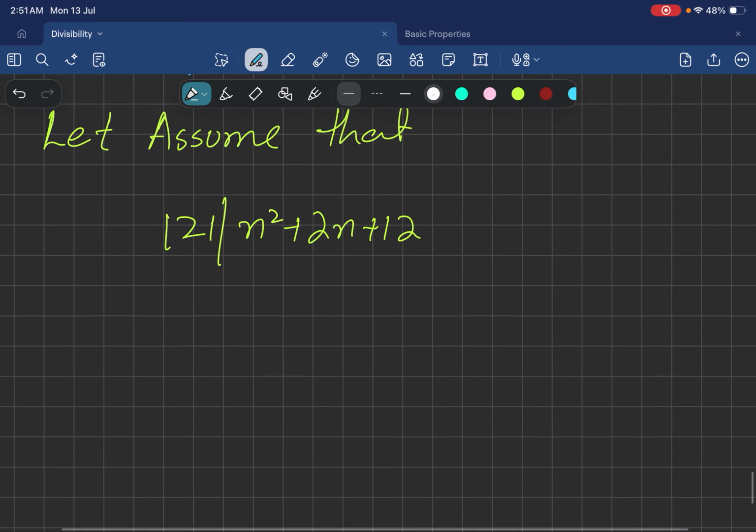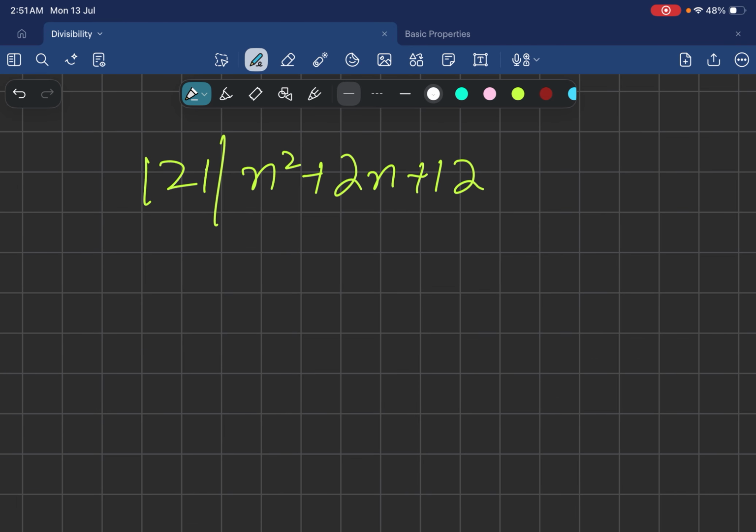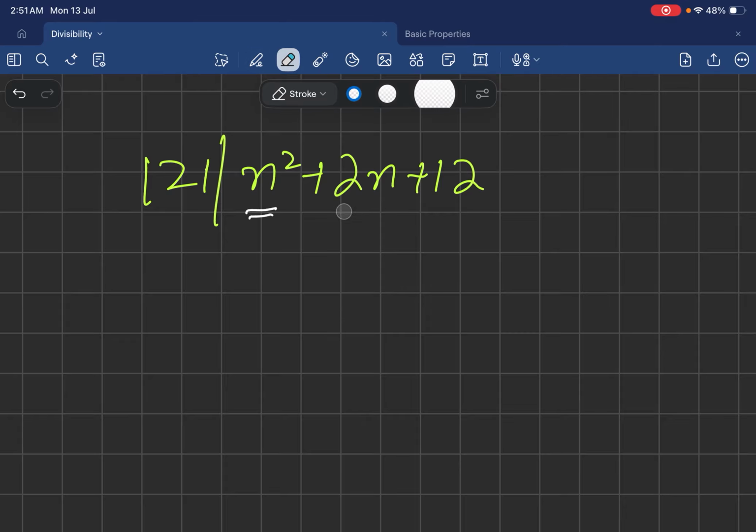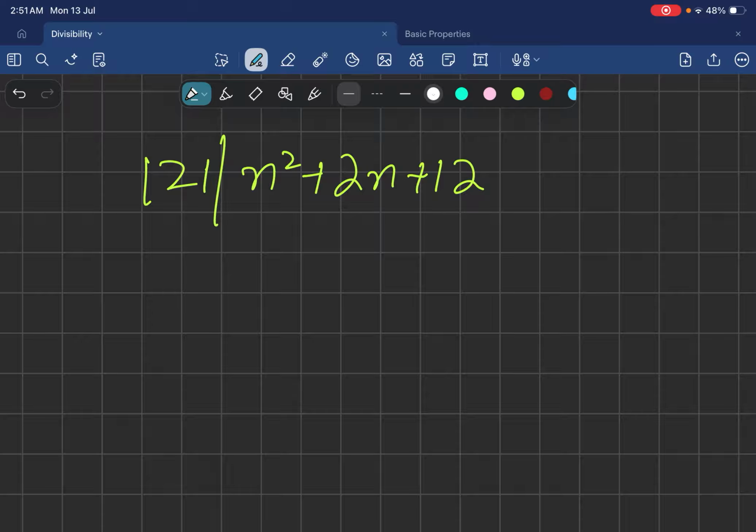So n square plus 2n plus 12. Do you see something here? I see a square here, I also see 2 here. Can I factor this equation out? I have always told you to try to factor any equation you have been given, if factorable. So let's factor this out.